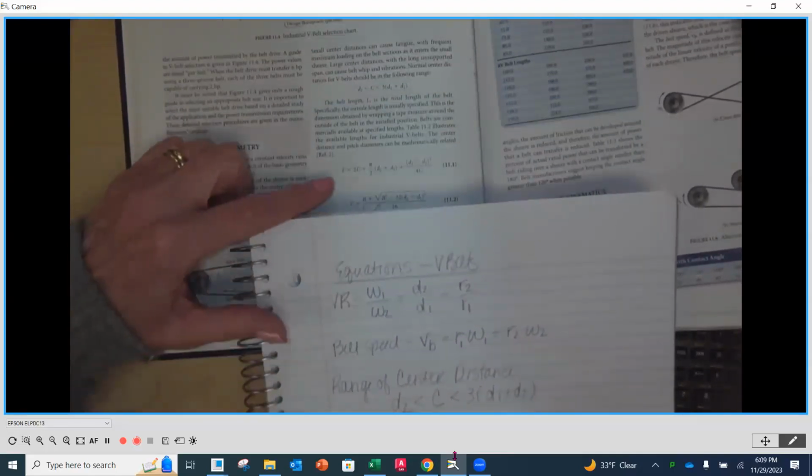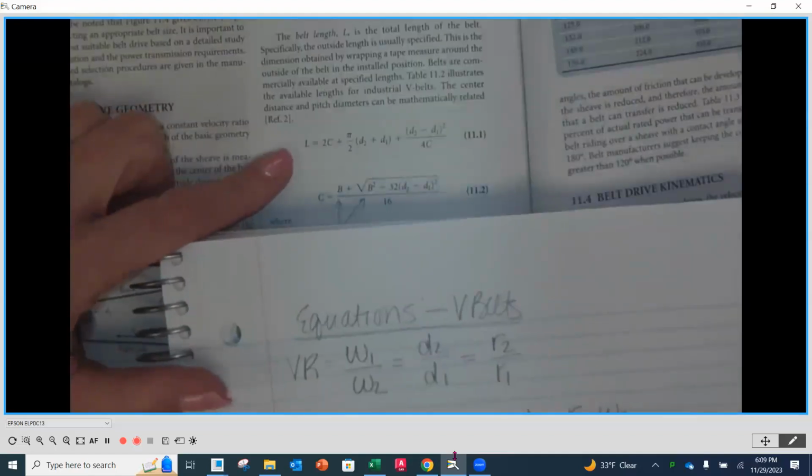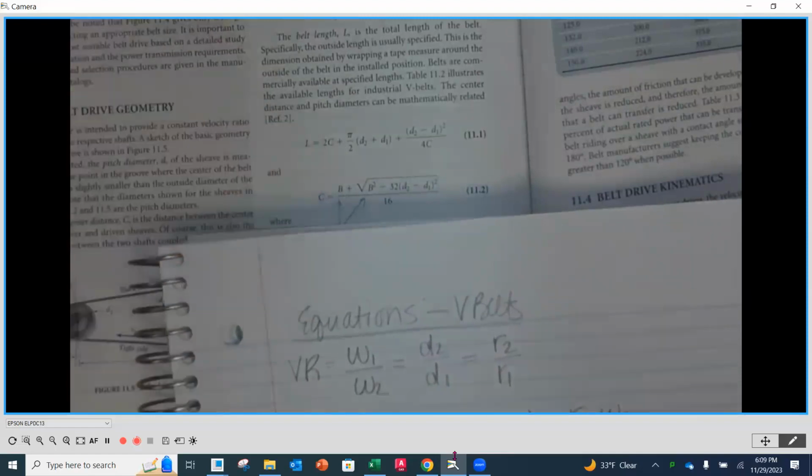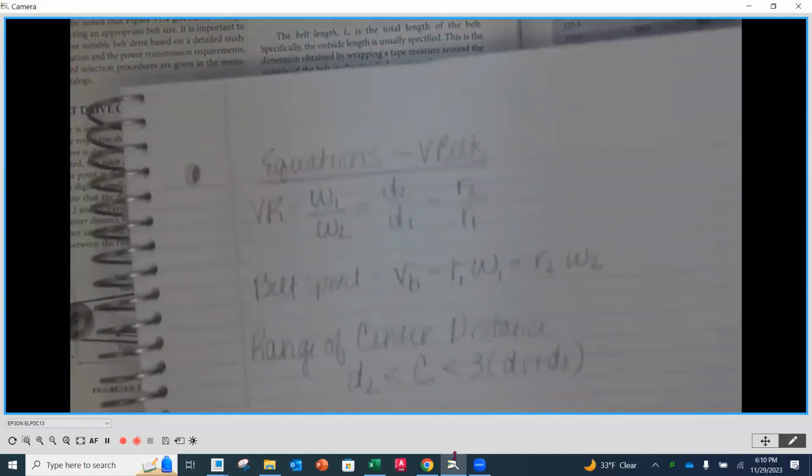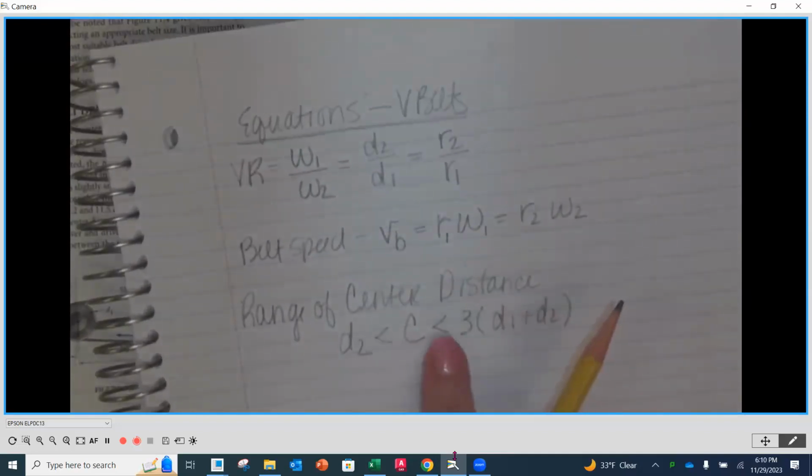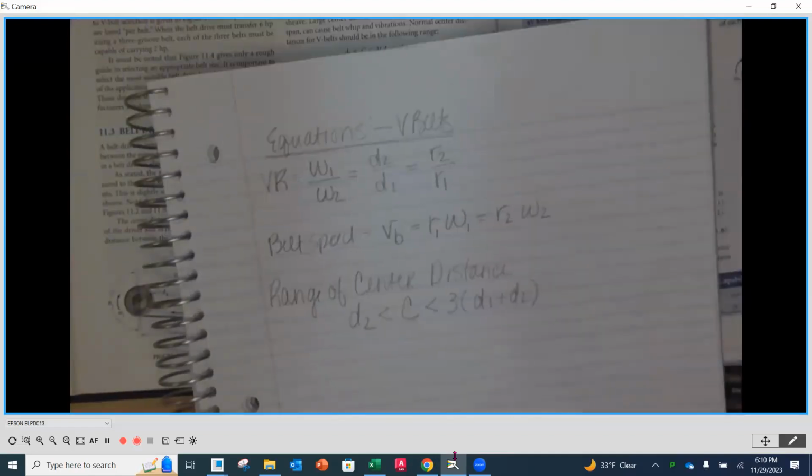Then as we go down a little bit further, the next one is going to be the length of our belt. We're going to pull a center distance out of the air, so based on the range right here, we're going to pick a number in the middle because our problem doesn't give us a center distance. It's like, pick what you want, which isn't necessarily practical. I'm going to keep saying that. Kind of drives me crazy. Like, give me a center distance, but we can pick it as long as it's within that range.